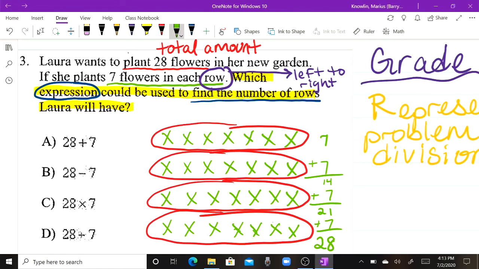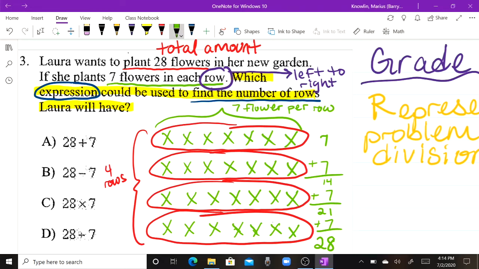So now that we have our 28 total flowers and we show that we have 7 in each row, we want to know how many rows, or what is the total number of rows. That's what expression we would use. Well, let's figure it out. This is a total of 4 rows. And how many flowers are in each row? 7. We have 7 flowers per row.